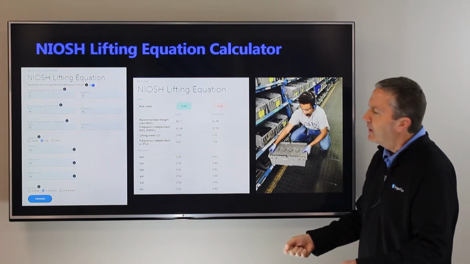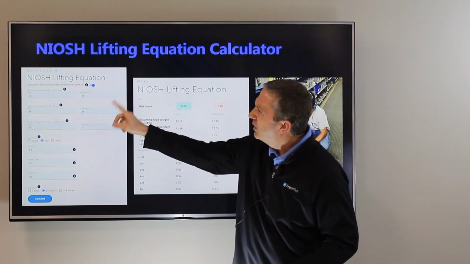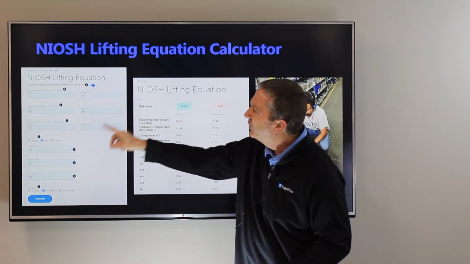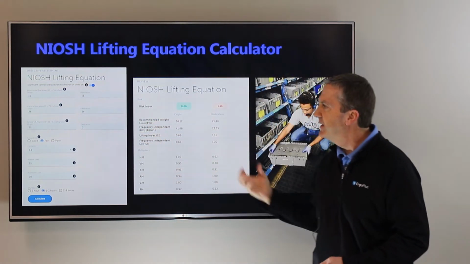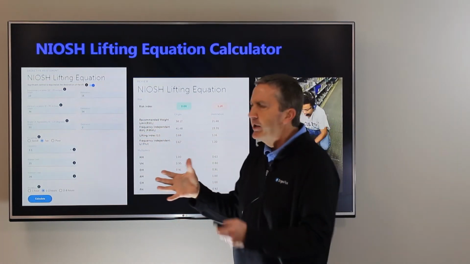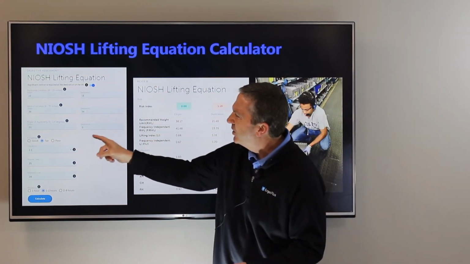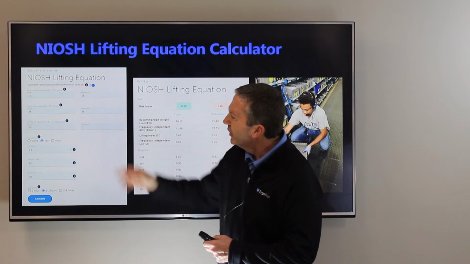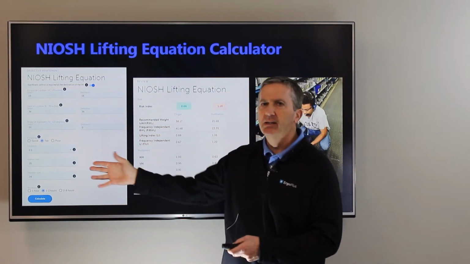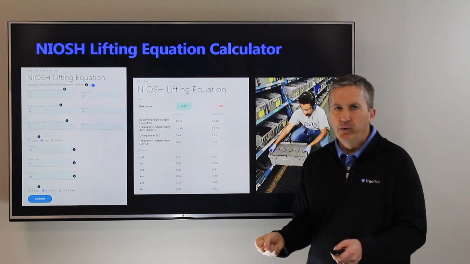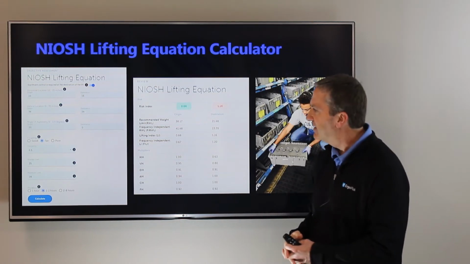We have to be careful about the way we set it down. We can't just throw it down. We would collect the data for horizontal location, vertical location, angle of asymmetry at both the origin and destination. We would want to know what the quality of the coupling is and select either good, fair, or poor. We would want to know what the frequency and duration is, and we would also need to collect the average load for that task and the maximum load for that task.